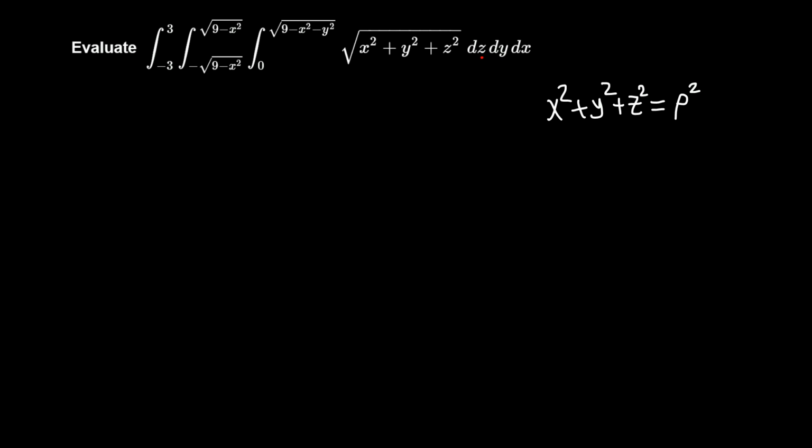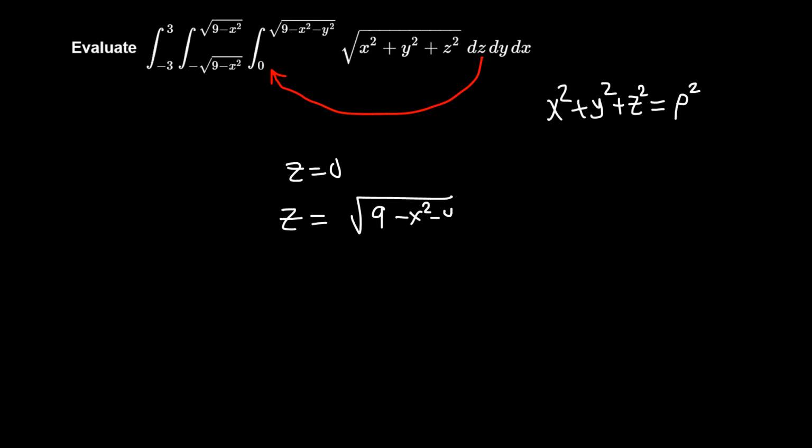Let's work first on z. For z, we have lower bound z equals 0. That means this solid lies above the xy plane, everything above the xy plane, because the lower bound for z is 0. How about the upper bound? z equals root of 9 minus x squared minus y squared. That's the upper bound for z.